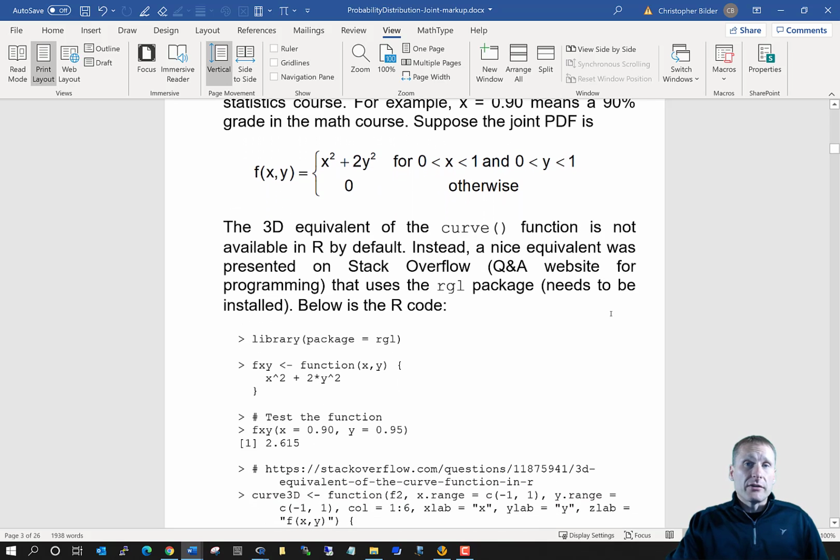F of x, y is equal to x squared plus 2 times y squared. This is for 0 less than x less than 1, and 0 less than y less than 1. Let's look at a plot. Whenever I have a PDF, whether it's just for 1 random variable or 2 random variables, I always like to look at some kind of picture so I have a better idea of what's going on with it.